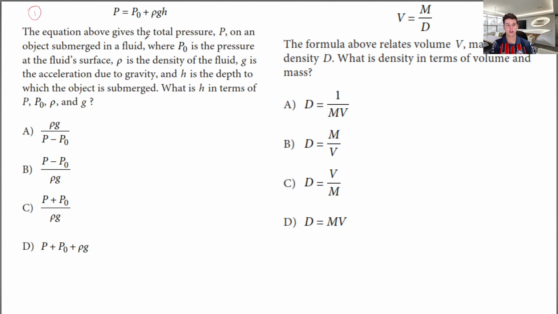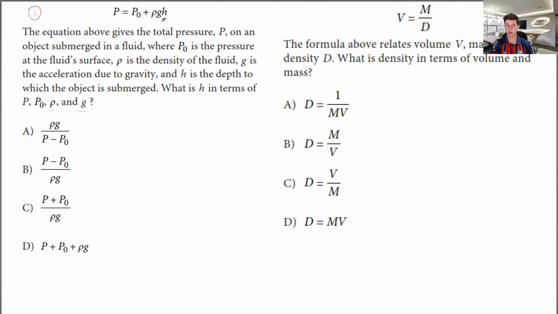The equation above gives the total pressure P on an object submerged in a fluid, where P naught is the pressure at the fluid surface. Actually, let me just give you a tip. You don't need to read everything on a question like this. Why? Because I see they got a formula here, and they're going to be asking what's H in terms of P, P0, rho, and G. So I know I got to solve for H.